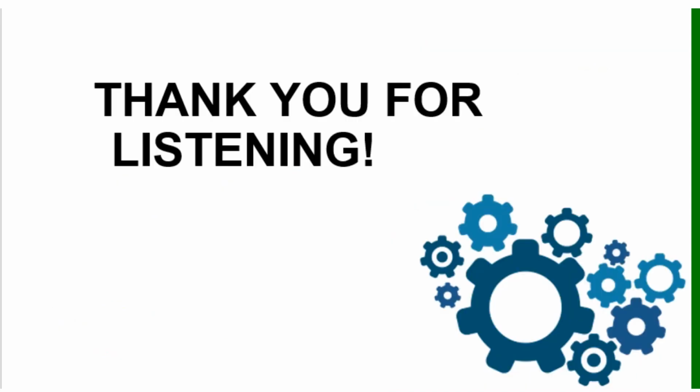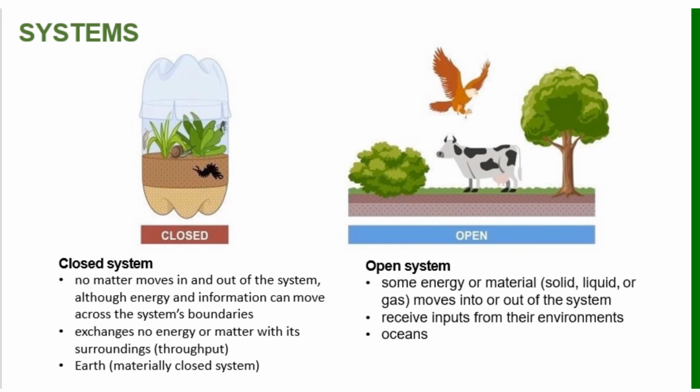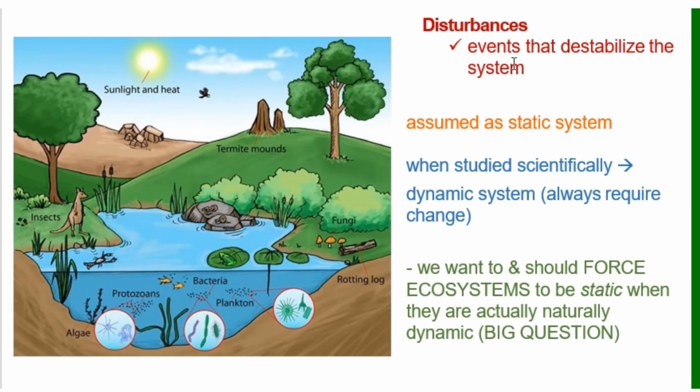So I hope you understand our discussion today. From the definition of the systems, we have the responses, which are the linear process and nonlinear. We also have the two types of system, which are the closed and the open system, as well as the static and the dynamic system. The concept of the disturbances.